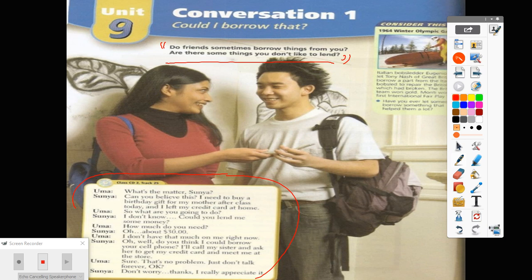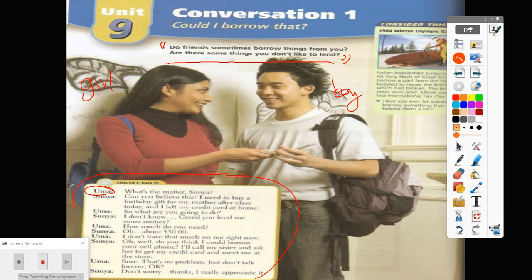Now, we have this girl and that boy. The girl and the boy are talking to each other. Uma and Sonia. It looks like Uma is the boy and Sonia is the girl, of course. They are South Asian people, not English or American people.